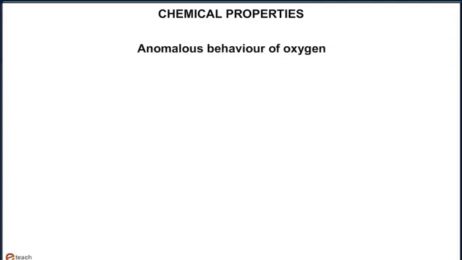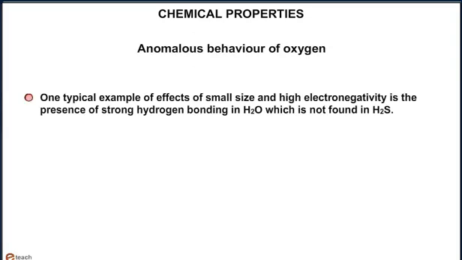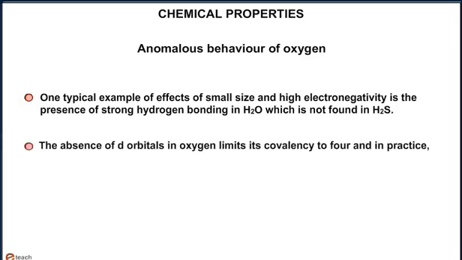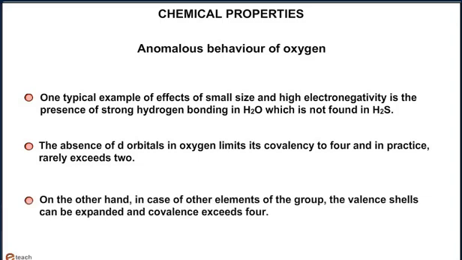Anomalous behavior of oxygen. One typical example of the effects of small size and high electronegativity is the presence of strong hydrogen bonding in H2O, which is not found in H2S. The absence of d orbitals in oxygen limits its covalency to 4 and in practice rarely exceeds 2. On the other hand, in the case of other elements of the group, the valence shells can be expanded and covalence exceeds 4.